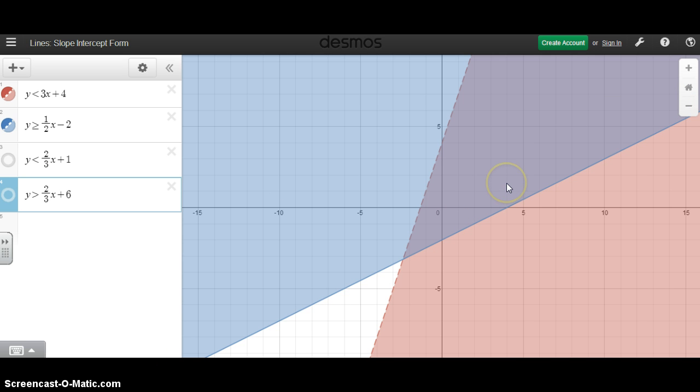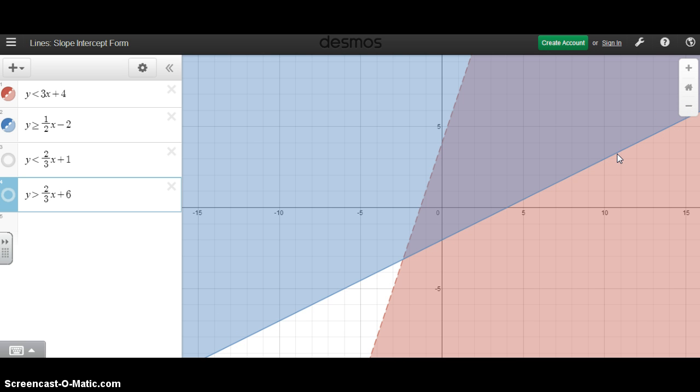Now, it's shaded differently. Over here, we look at the inequality symbol. It's greater than. If someone is greater than your height, that means they're above you. So of this line, I'm going to shade above everything. All these points satisfy this inequality. Also, the equal to part of this inequality means we are including the points on the line. So that means it's a solid line.